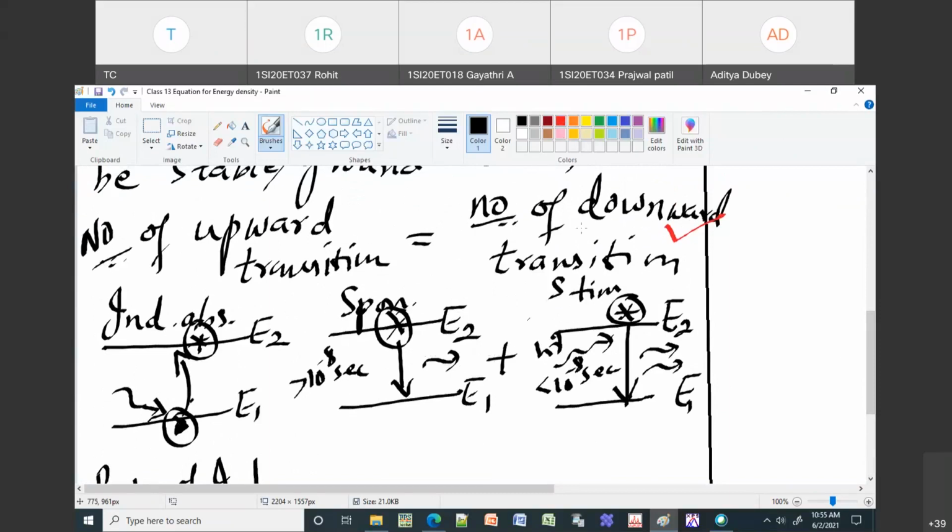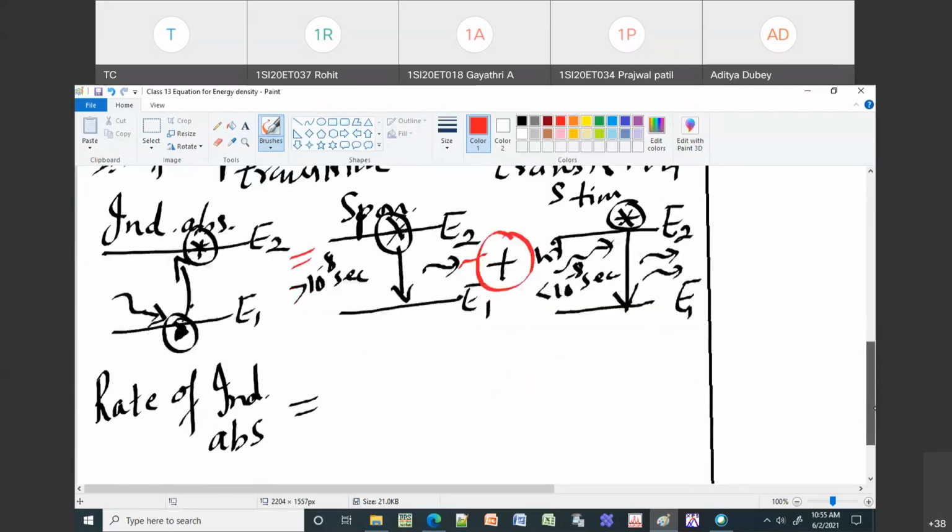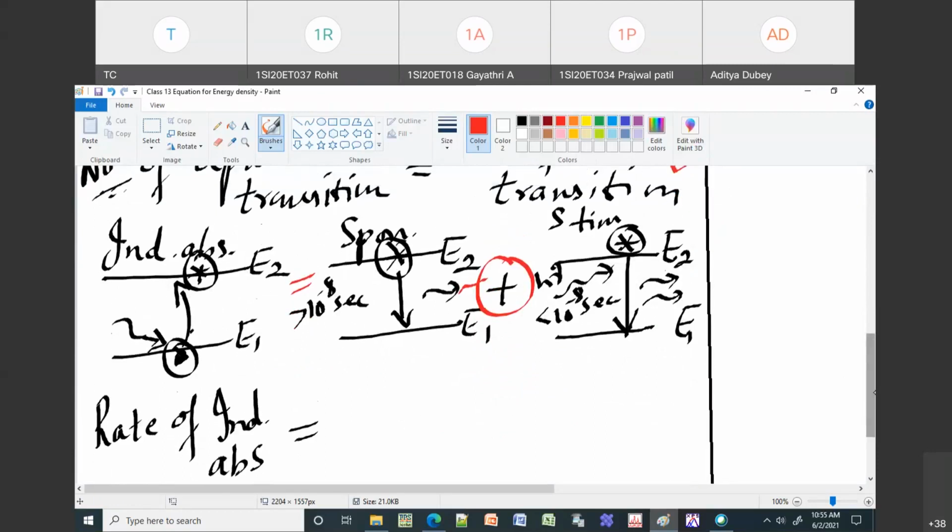You also have spontaneous and stimulated. Okay, so the upward transition should be equal to the sum of these two transitions. Only then will you have an equal number of downward transitions, because some atoms may undergo spontaneous emission, some atoms may undergo stimulated emission.